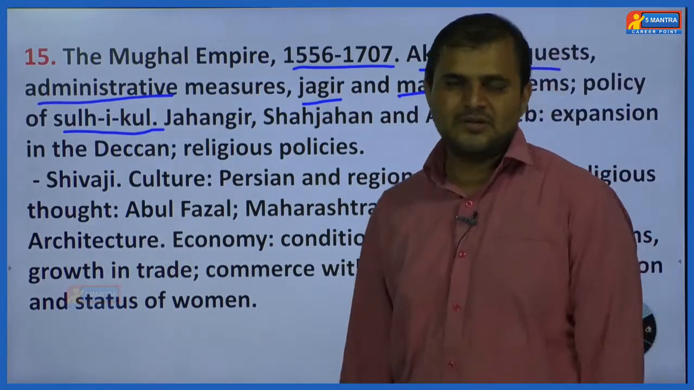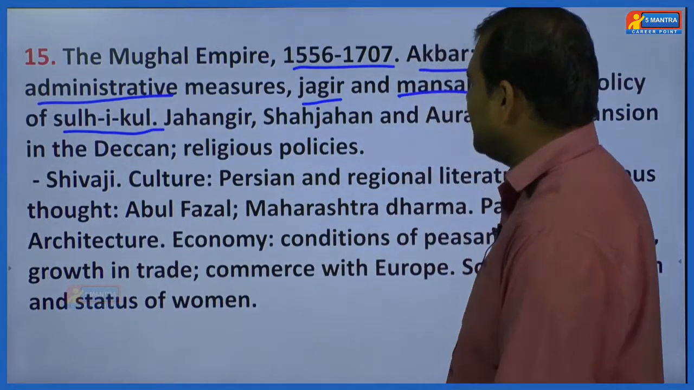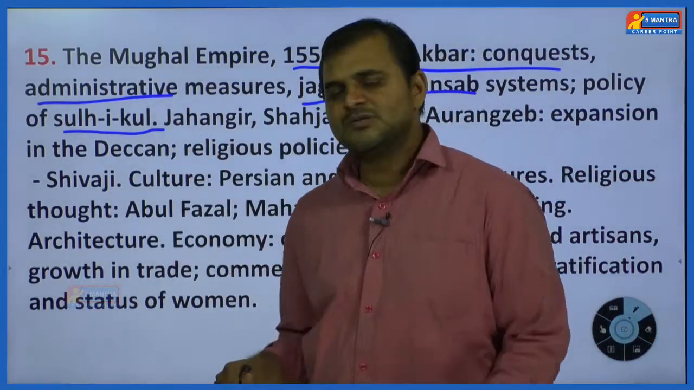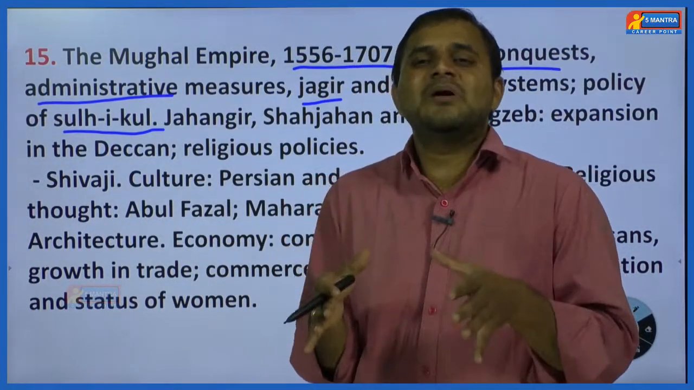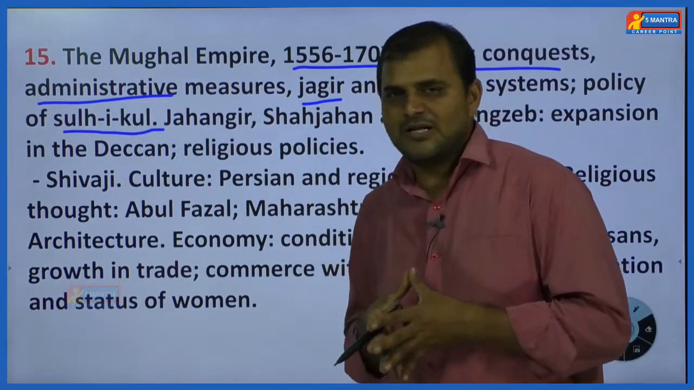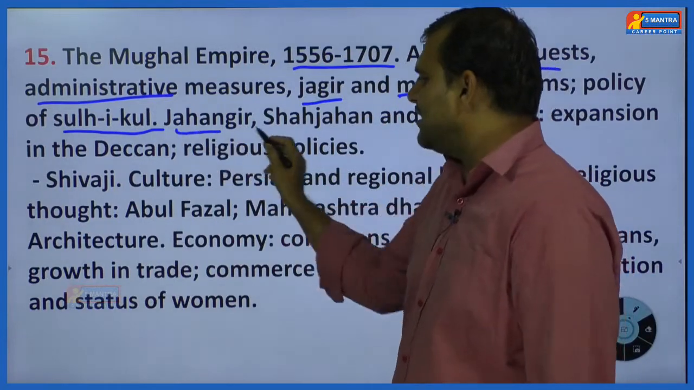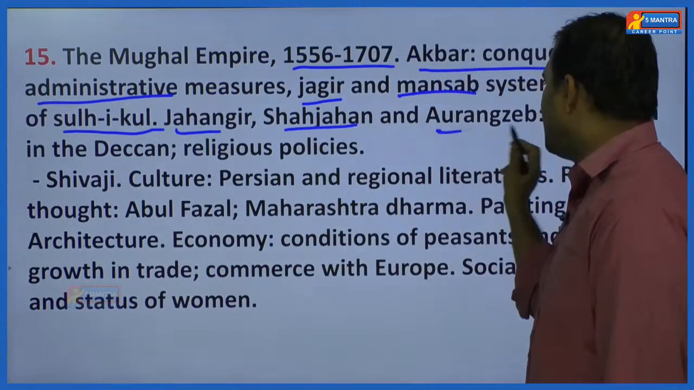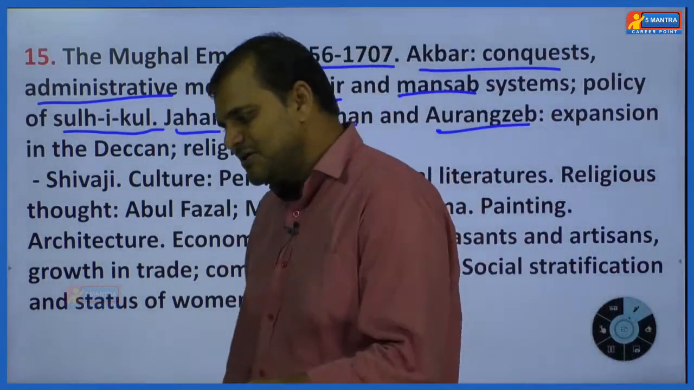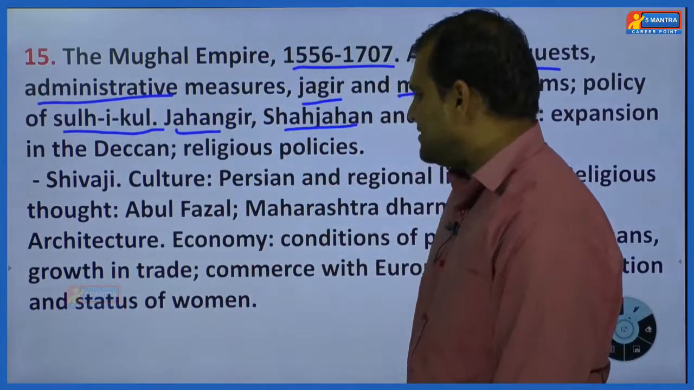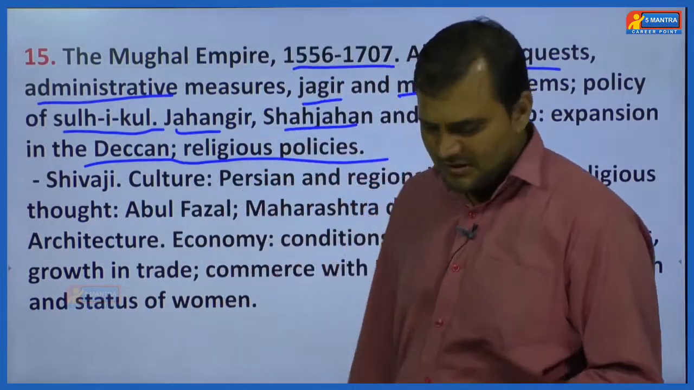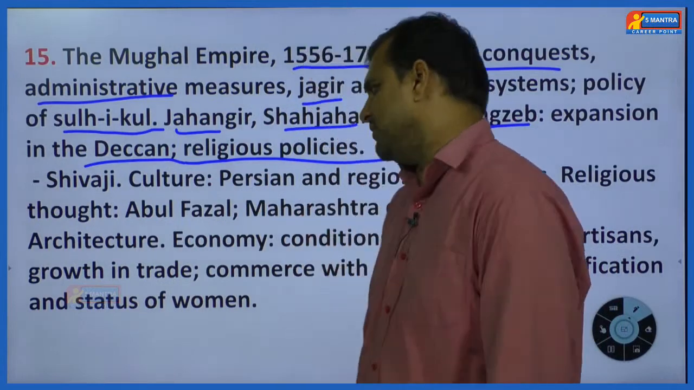This is a Sufi concept. Akbar was considered the greatest ruler of this dynasty. He showed religious tolerance because of Sulh-i-Kul. So in this chapter, we discuss Akbar, not only political conquest but also religious information, Jahangir information, Shahjahan information, Aurangzeb information, right? And expansion, Aurangzeb's expansion policy in the Deccan, religious policy of Aurangzeb, Jahangir, and Shahjahan, we discuss in this chapter, right?